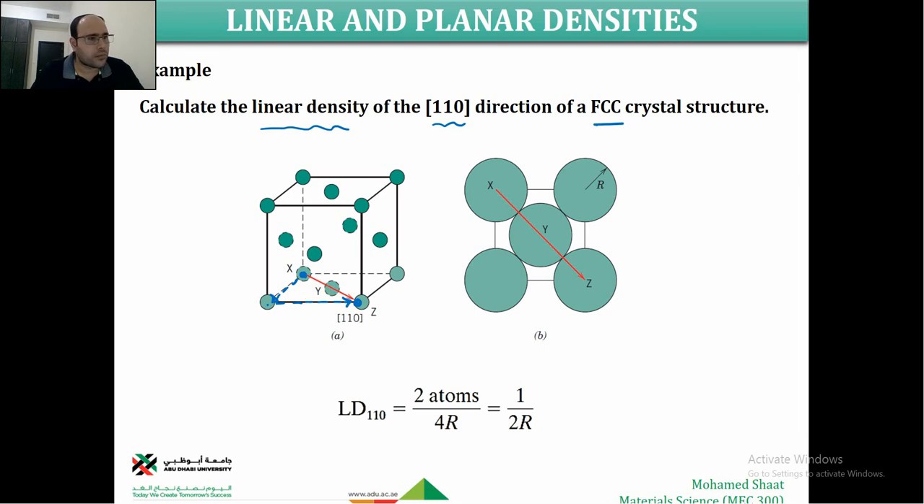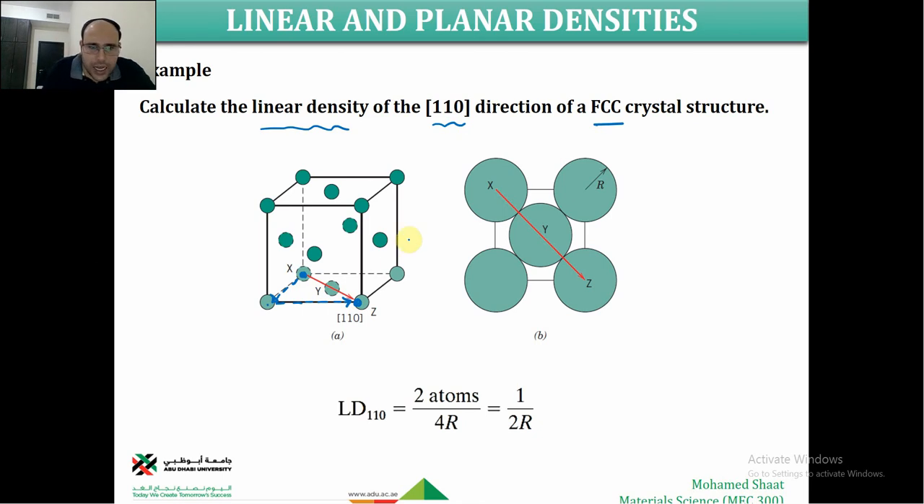Very simple. Make sense? So the first step is just to draw the FCC crystal structure. Distribute the atoms as we defined the FCC crystal structure before. Then draw the vector, draw the direction over this crystal. This is the second step. The third step: this direction is located over the bottom surface. So your objective is just to draw all the atoms that are located over this vector, over this line. Any atom that is located over this line, draw it.